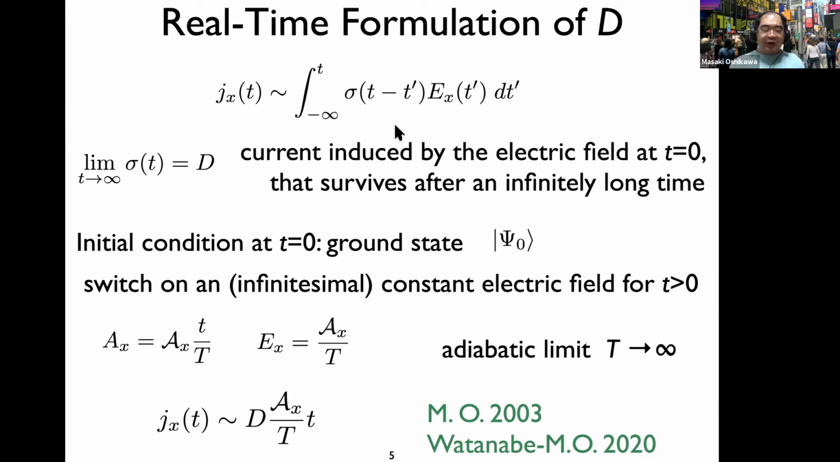So in order to study this, we can consider this Aharonov-Bohm link and insert a flux. So you start from the ground state, let's say, at t equals 0, and then switch on a constant electric field. Then measure how much current is flowing as a function of time. If you keep applying the constant electric field, then in the presence of Drude weight, the current grows linearly as a function of time. And this turns out to be a useful relation.